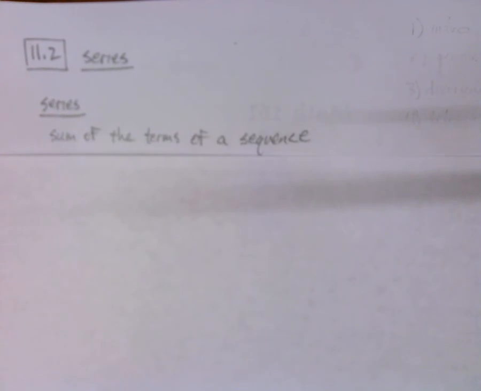So probably a good idea first is just to define what a series is as compared to a sequence. Again, if you took algebra, if you remember this stuff, it's the same idea. So a series, think of a sequence, but now add the terms together. It's the sum of the terms of a sequence.